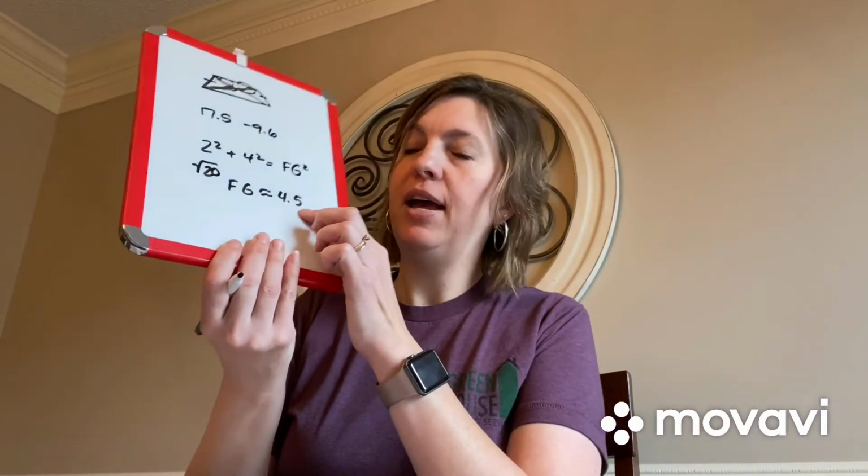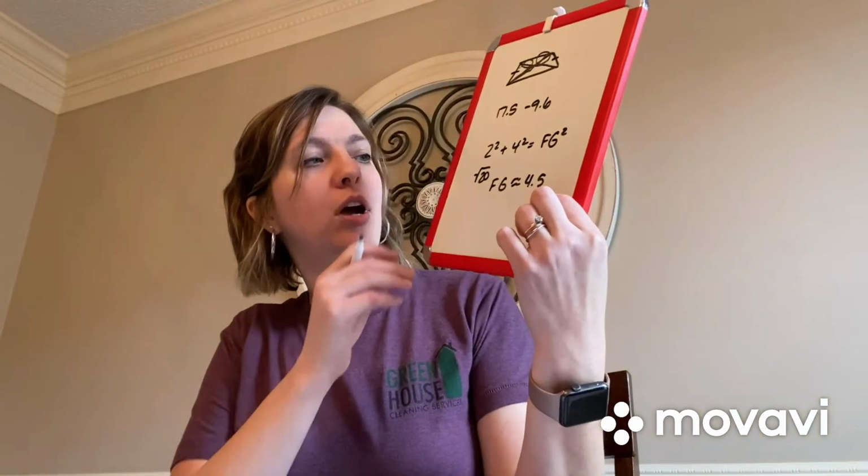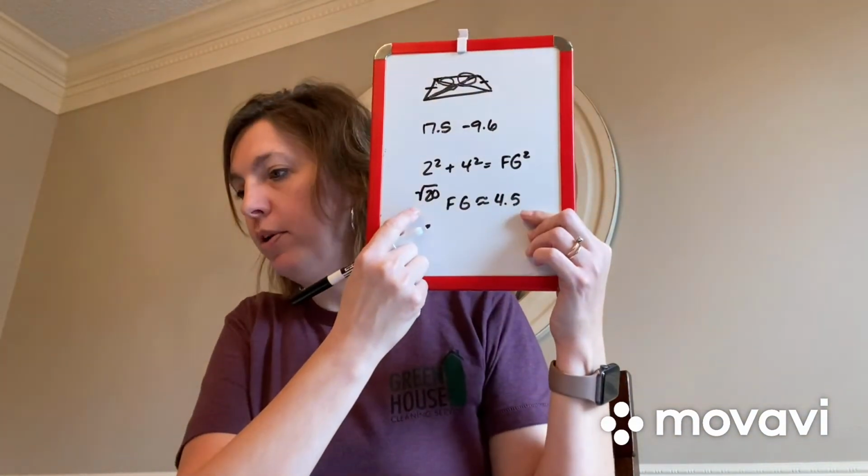What is the square root of 20? It says round to the nearest 10th, so that would be approximately 4.5. So FG is approximately 4.5. It does not give a label, so I would just say 4.5 units. So that's how I solved it, because it was square root of 20, right?